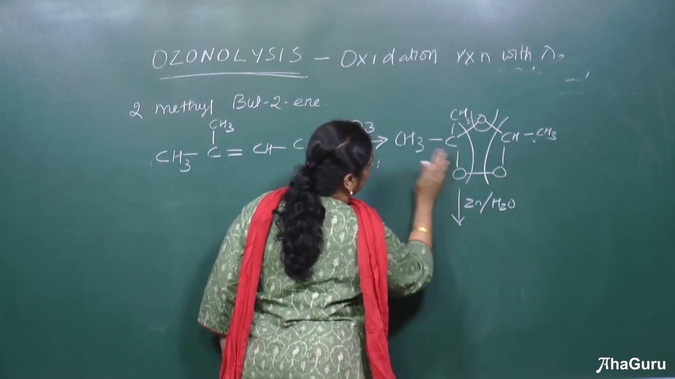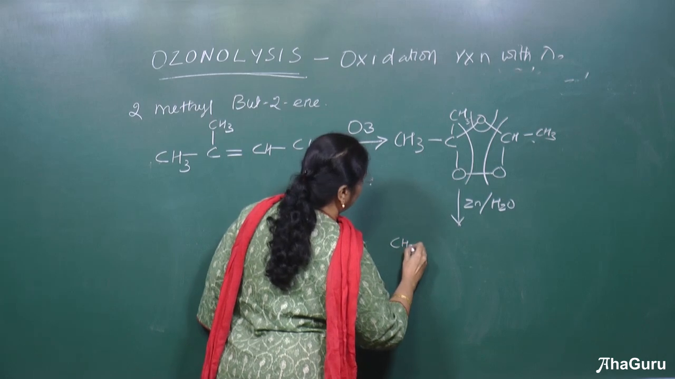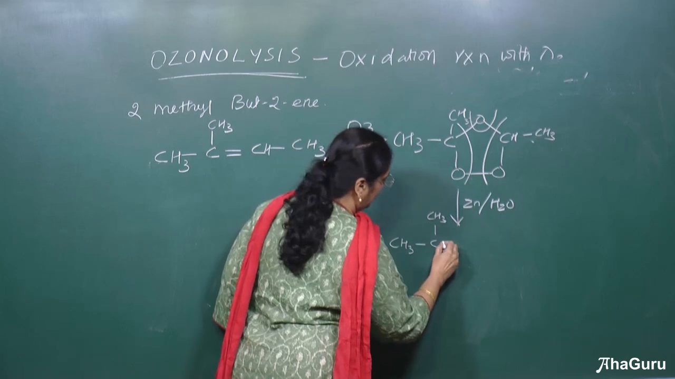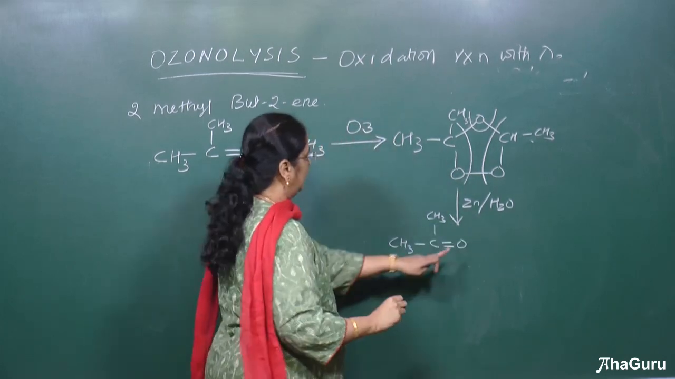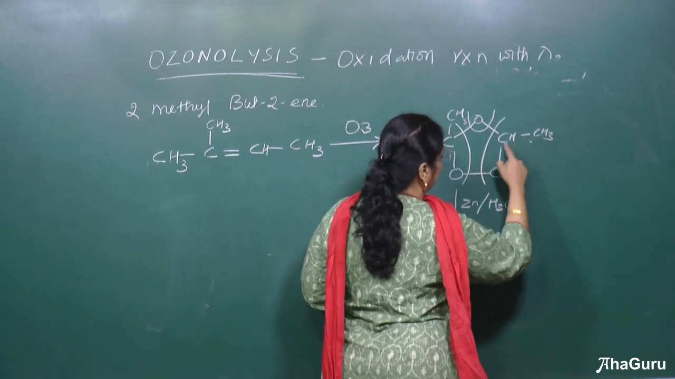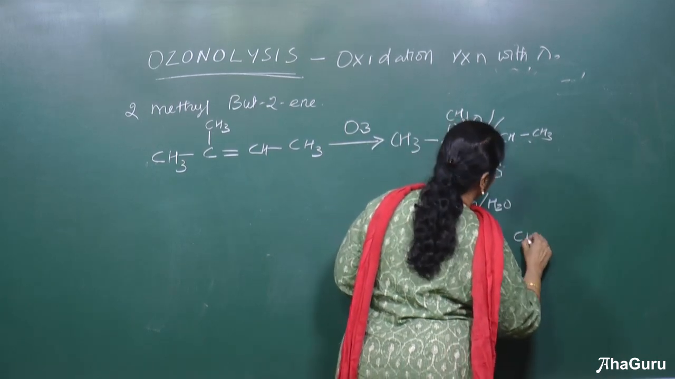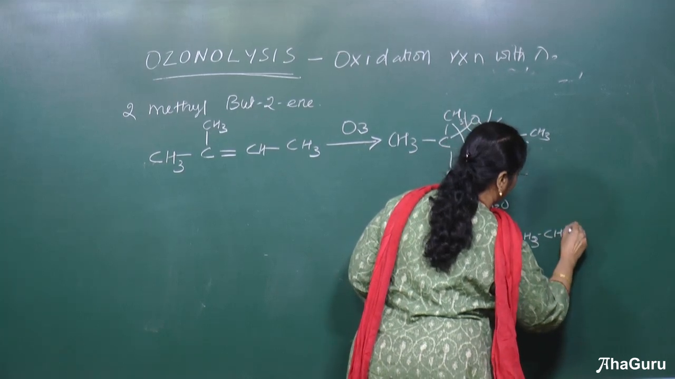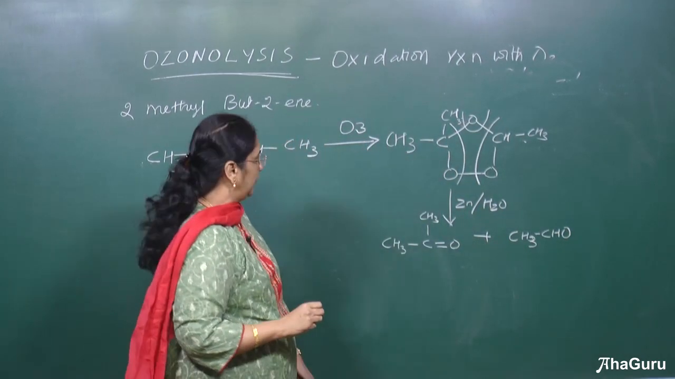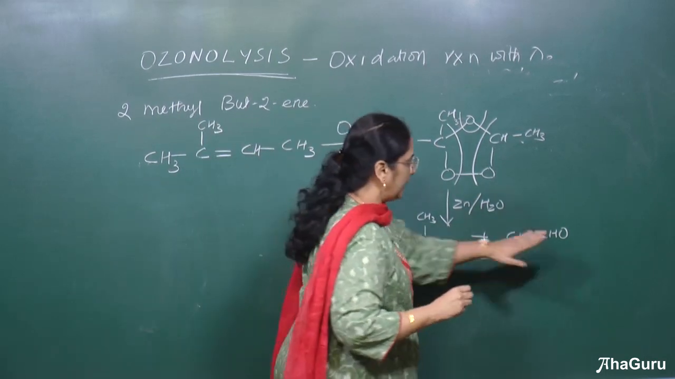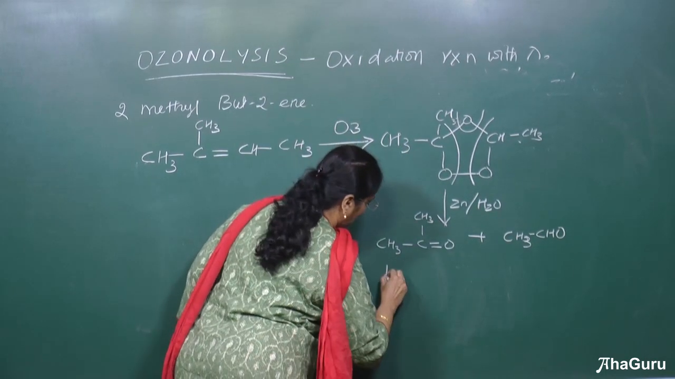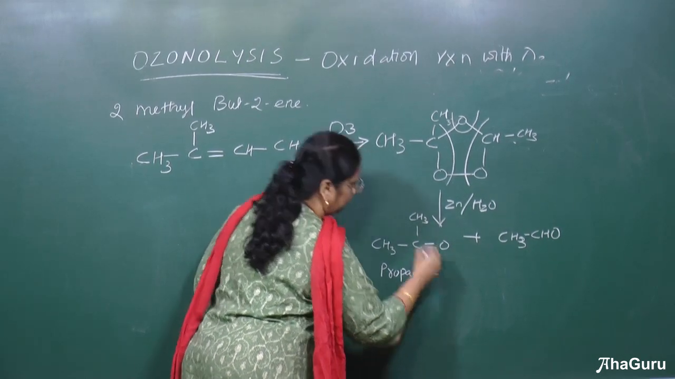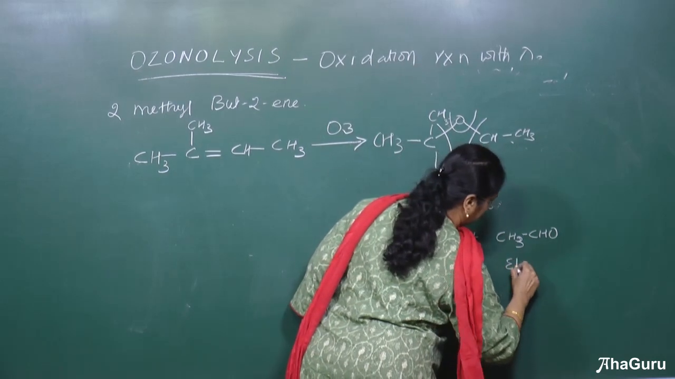Now, let us write this part of the compound, that is CH3, C, CH3. This O will become double bond O. Plus we will write this part of the product, that is CH3, CH, O. So, now in this reaction we can see that a ketone and an aldehyde is formed. So, this is propanone and this is ethanal.